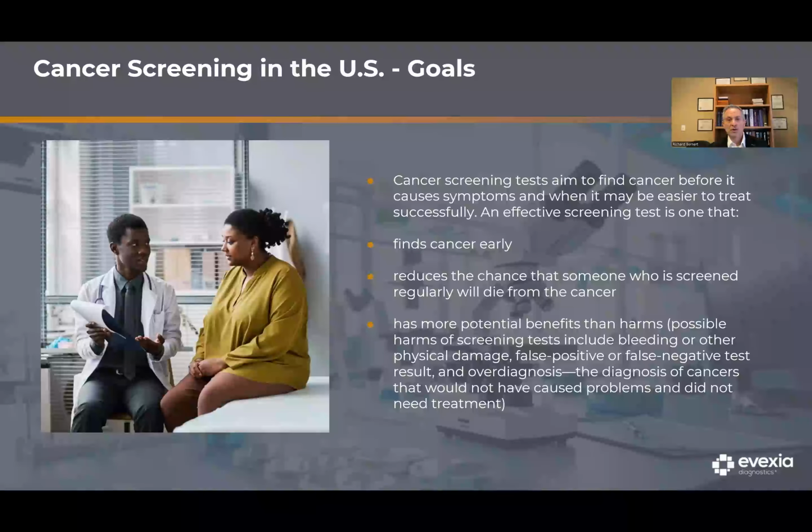What is it that we're trying to accomplish with screening? I mean, this seems almost silly, but we do need to say it out loud. Really, the idea behind screening is to get into a situation where folks that are doing screening are finding the cancer earlier. It's going to reduce the likelihood of morbidity and mortality in the population that does screening versus those that are not. And of course, it's a balance, just like everything in medicine. There has to be more benefit than there are downside risks.